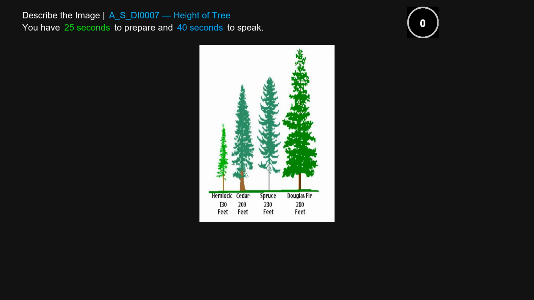This figure represents the height of the trees. In case of one, it is hemlock, it is 130 feet and green in color. Similarly, two represents the cedar, it is 200 feet and it is blue in color. As well, the third color represents the spruce and it is blue in color and the height is 230. Similarly, at last 280 feet, which is the highest, and it is known as the Douglas Fir. From this figure, we conclude that in comparison to others, Douglas Fir is the highest and Hemlock is the smallest.